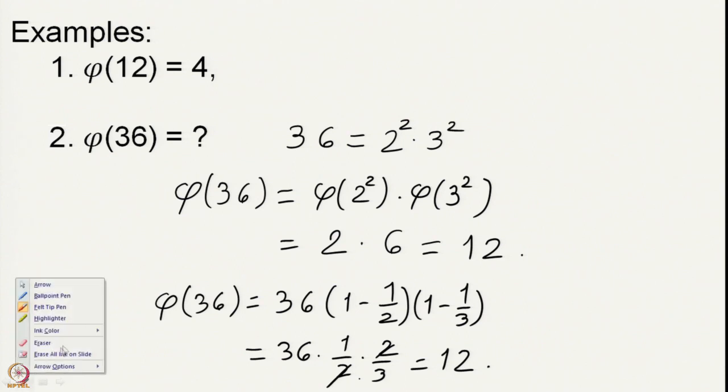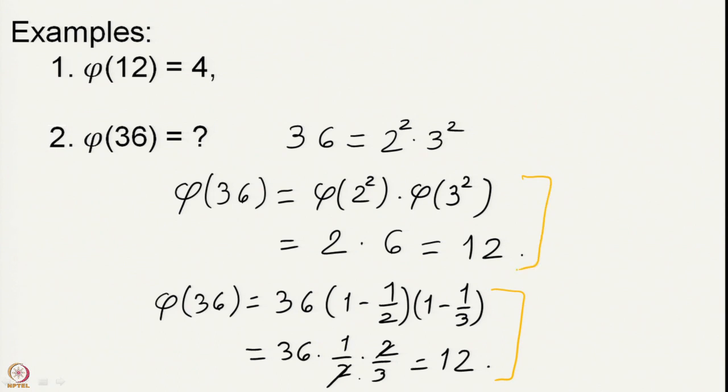So, there are these two methods to compute the Euler phi function. The second method can be fed in a computer quite simply, quite easily, and the first one can be applied when you are doing the computation by hand. So, both these methods are quite useful. What we have obtained is phi 36 equal to 12, and I hope that you also got the same answer.